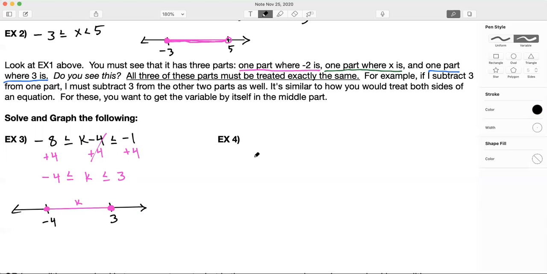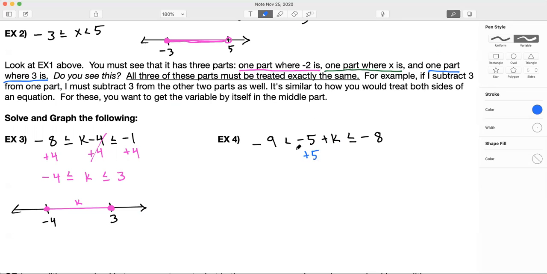Example 4. We have -9 is less than -5 plus k is less than or equal to -8. And this is totally legal. We can have one or both of them less than or equal to, or one or both just less than. What's our first step? Well, we have to get k by itself in the middle again. So we're going to have to get this -5 off. So let's add the opposite.